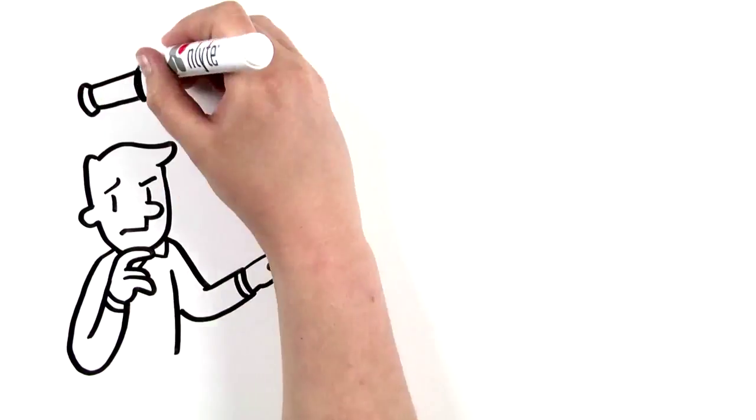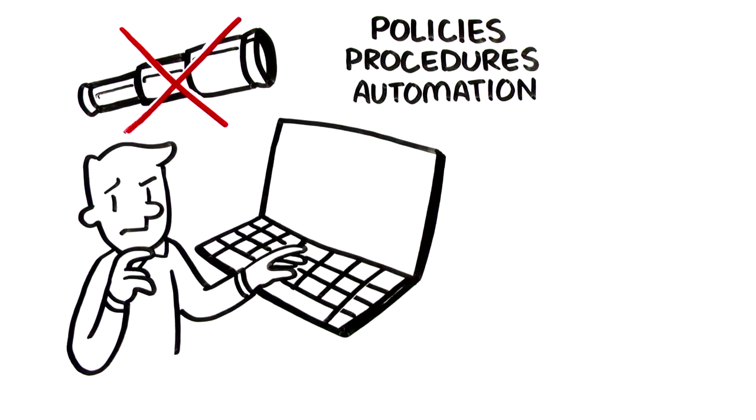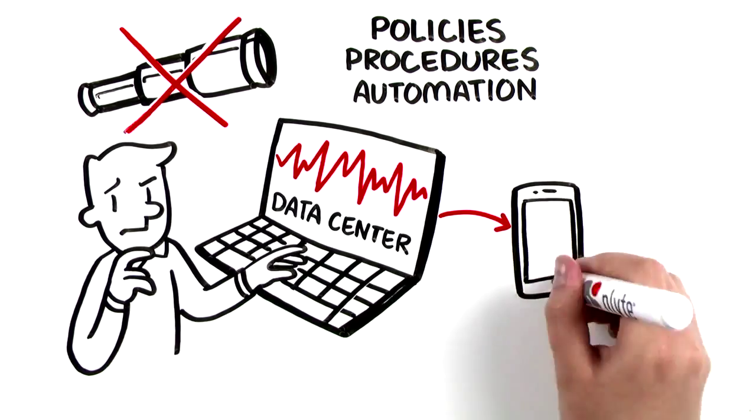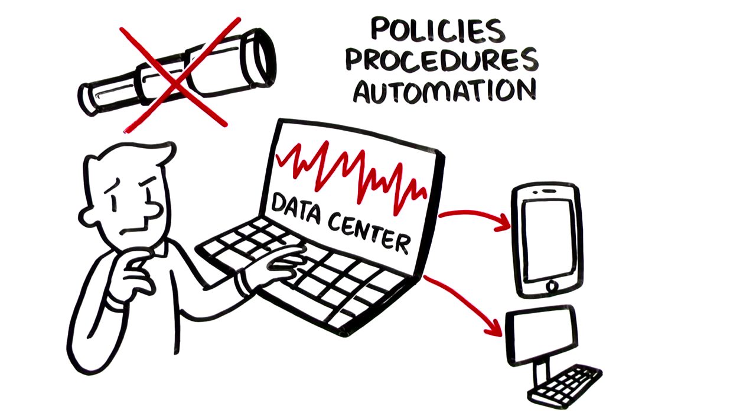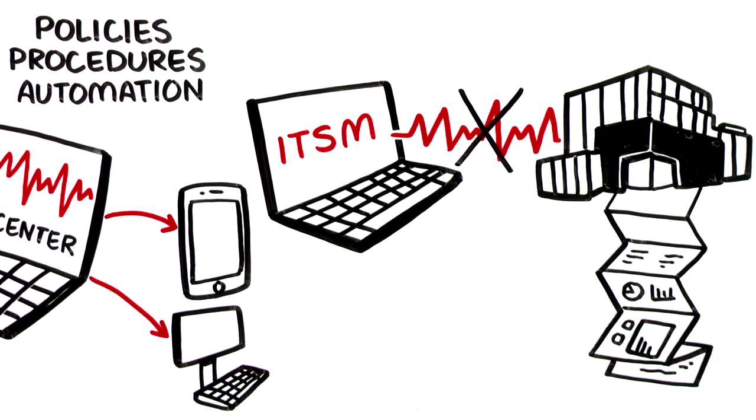Not only do you lack visibility, but you can't enforce best practices or maintain consistency within the data center or across multiple data centers or rooms. How can you streamline processes when you have a disconnect?